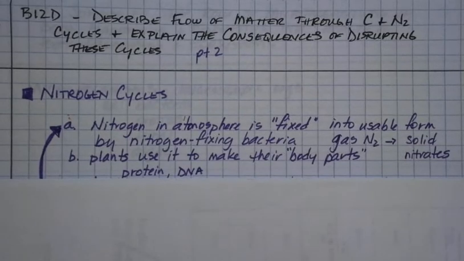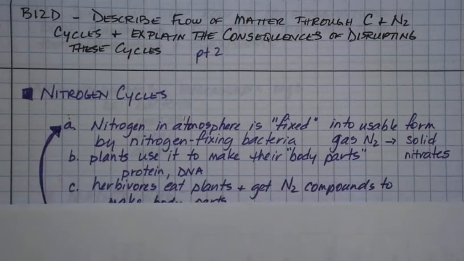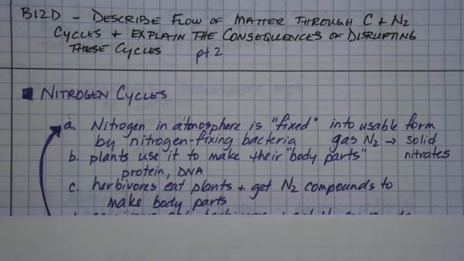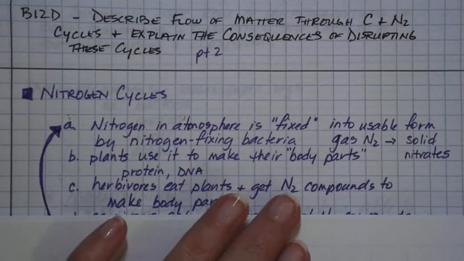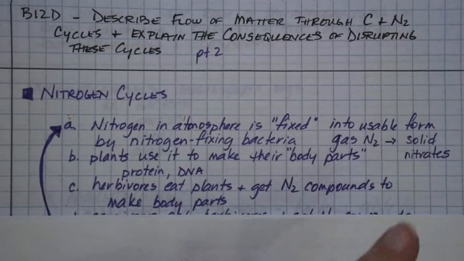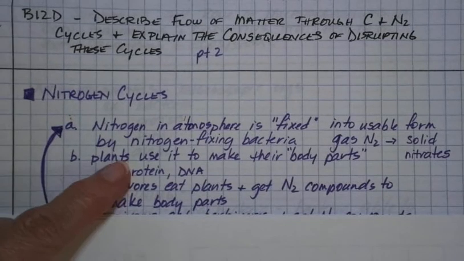Once the plants have used it to make their body parts, quote unquote, then we know that herbivores are going to eat those, right? Think cow. Think animals eating the plants here. They're going to eat those plants, and that's how we get the nitrogen compounds to make the body parts. It's no longer a gaseous nitrogen. It's actually a nitrate in a solid compound. Nitrate is NO3. It's nitrogen and oxygen bonded together with something else. So the herbivores eat the plants. So where did the plants get it? They got it from the nitrogen-fixing bacteria, which got it from the air.